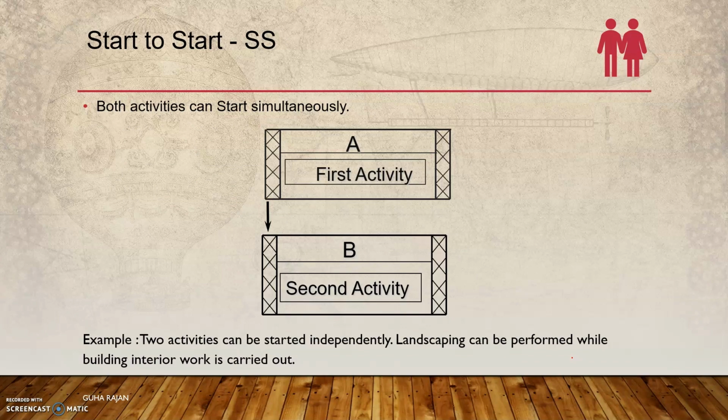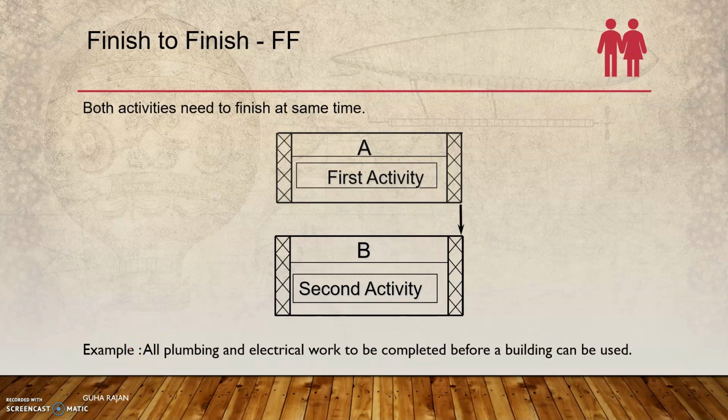Start to start: both can be started simultaneously. There's no dependency between them. For example, if you're constructing, landscaping can be started when building interior work is carried out at a later stage of the project. Then both the activities finish at the same time, and then the next activity could start. For example, when both things are completed, finish to finish, then the next task can start. All plumbing and electrical work is completed before the building can be used, I mean before occupancy of the building starts.